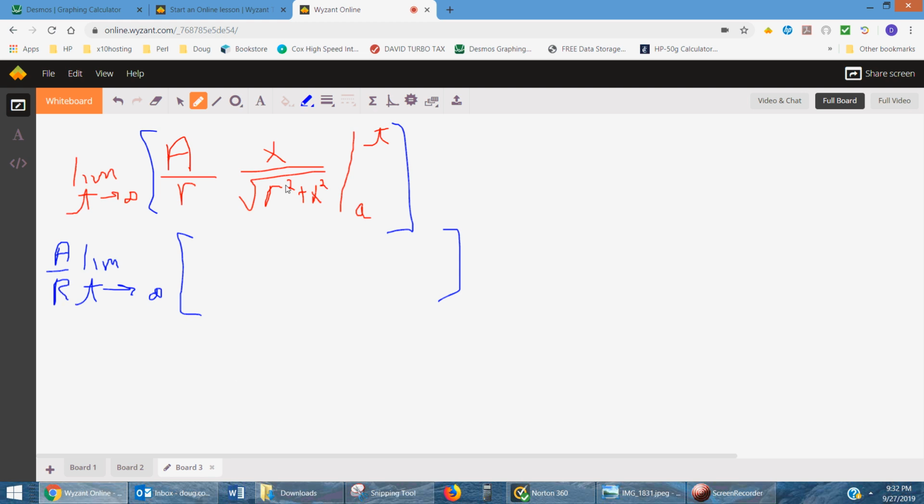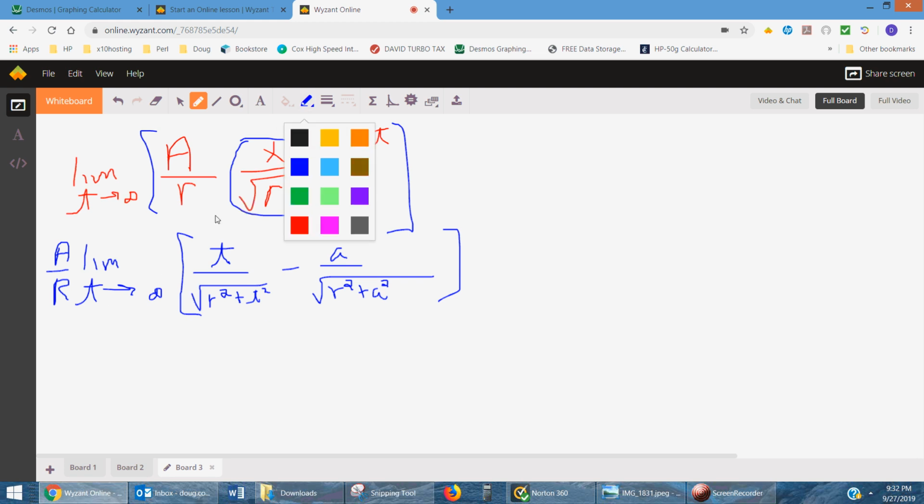I'll make it a capital R. So this is what remains. Put the A over r out front. Put t in for x, minus, put a in for x. And now the question is, as t approaches infinity, what happens to this term right here?